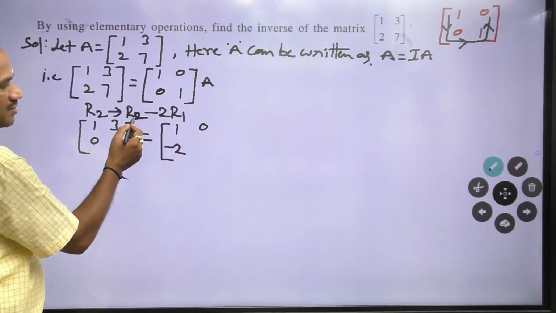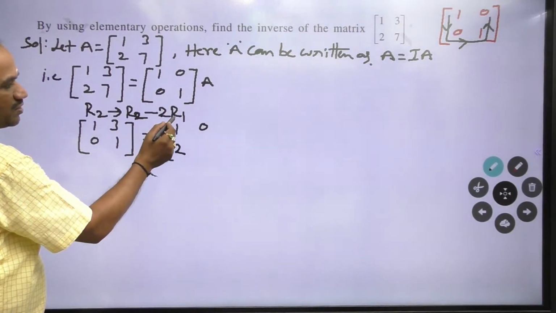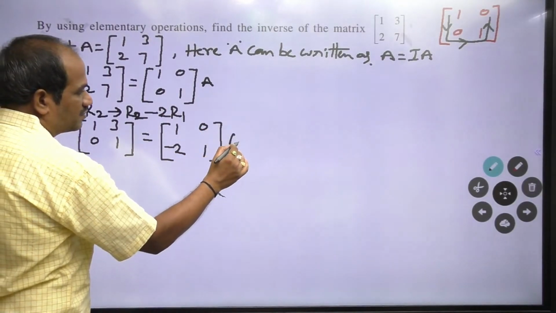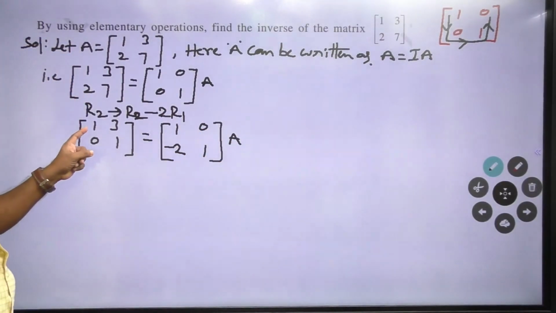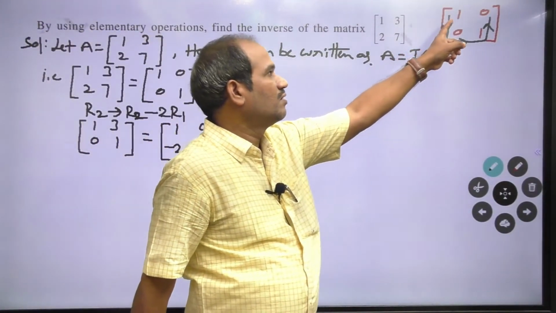Next here, R2 is 1 here. Minus 2 into R1 element, which is 0. 2 into 0 is 0. Here this value is 1, only 1 here. Into A. See here, 1 0 1 coming. Here converting this to 0. See, in order, this order is 1 0 1.